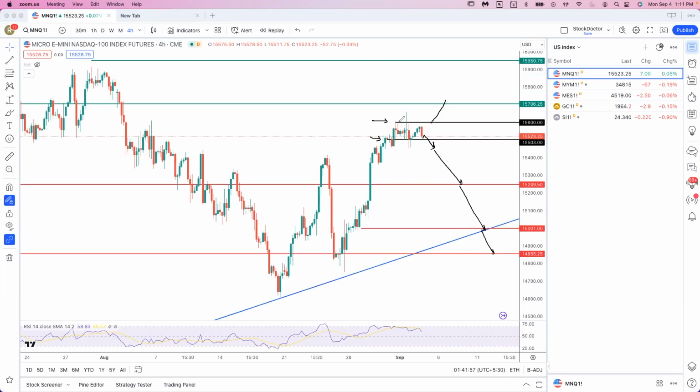If we manage to sustain above 15,600, if we break above 15,600, then the first target is 15,700, 15,950. These are the two targets we are playing for the Nasdaq 100.